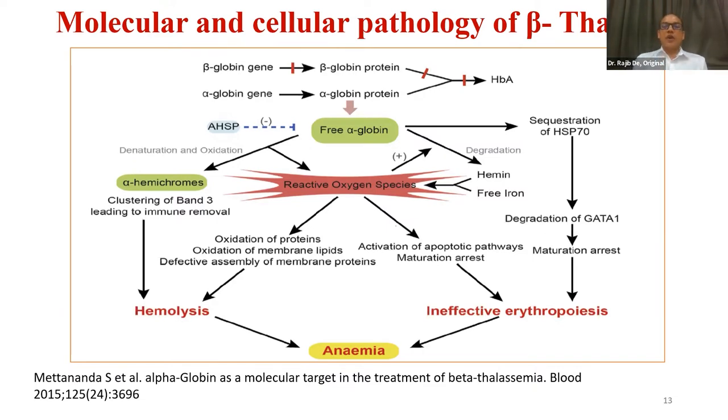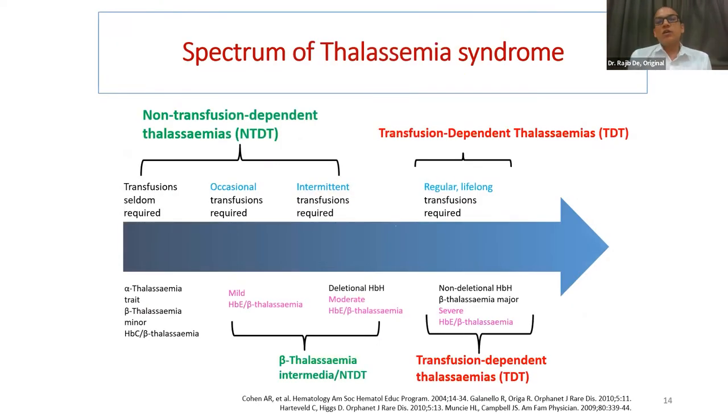Now, there is actually increased erythropoiesis. There is almost 8 to 10 times more erythropoiesis compared to the normal population. So if we want to counter or manage the thalassemia problem properly, then we need to suppress that ineffective erythropoiesis. As per the phenotypic diversity, the total syndrome of thalassemia is divided into TDT and NTDT. Basically, that is a continuum.